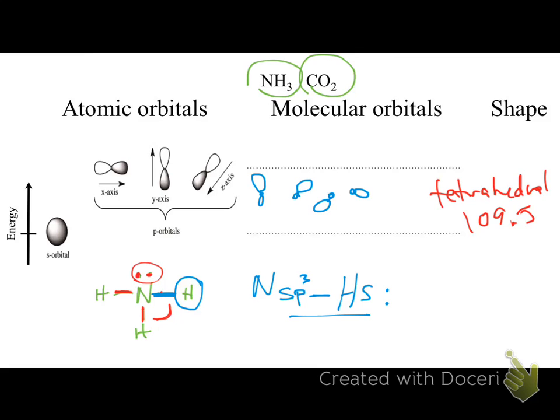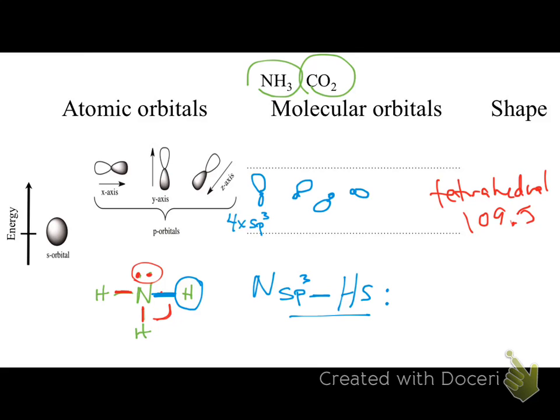What is that orbital name? What do I call that orbital? What's the name of one of those? It's sp3. How many sp3 orbitals do I have? That's where I don't know how you're getting the 4.